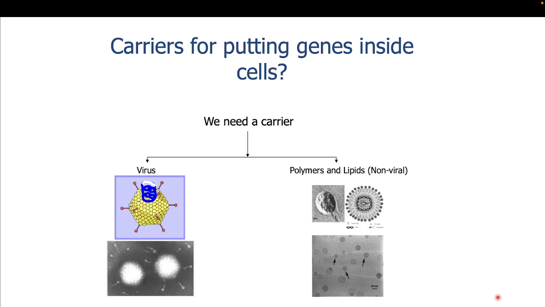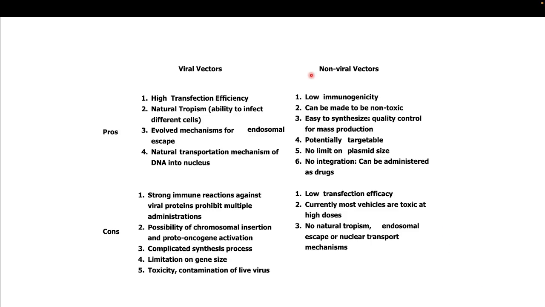So to deliver genes, we can use two different carriers. It could either be viruses or it could be polymers and lipids. These are non-viral vectors. So each of these have their own pros and cons. So the viral vectors, the advantages are they have high transfection efficiency, they have natural tropism, that is the ability to infect different cells, and they have evolved mechanisms for endosomal escape. They also have natural transportation mechanisms of DNA directly into nucleus.